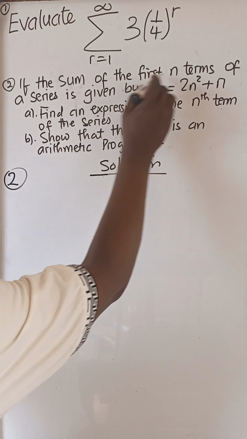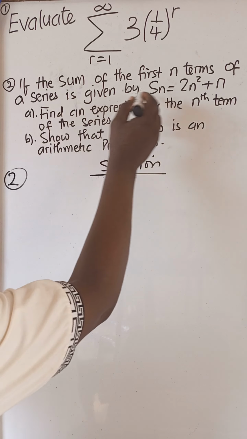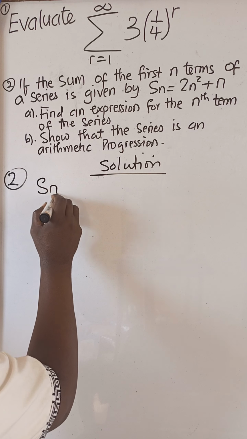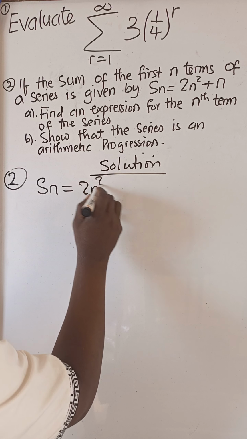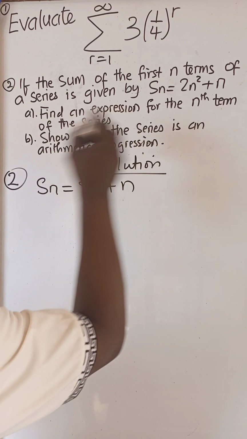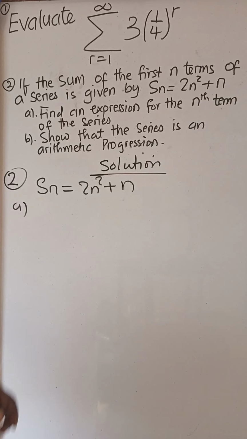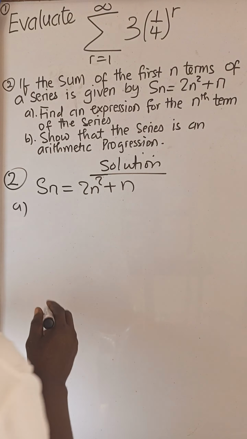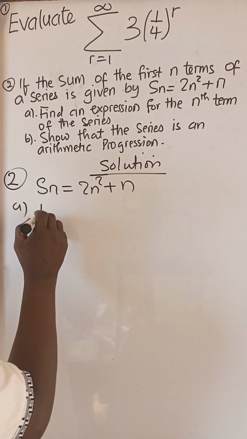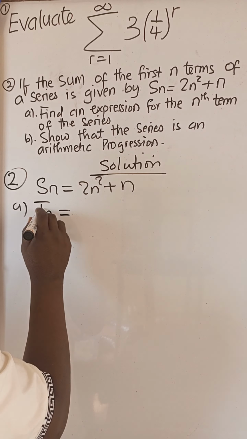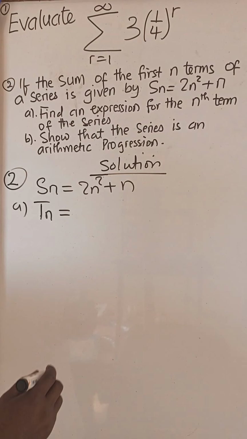If the sum of the first n terms of a series is given by 2n squared plus n. All right? So A, find an expression for the nth term of the series. How do we get the expression for the nth term? The nth term always has a relation with the sum of the first n terms.